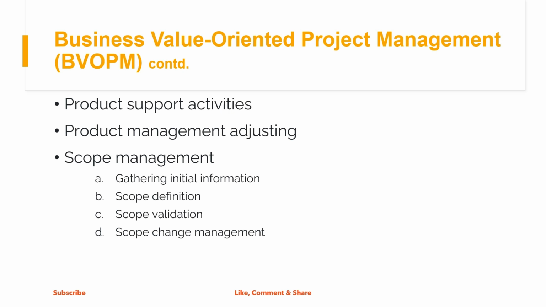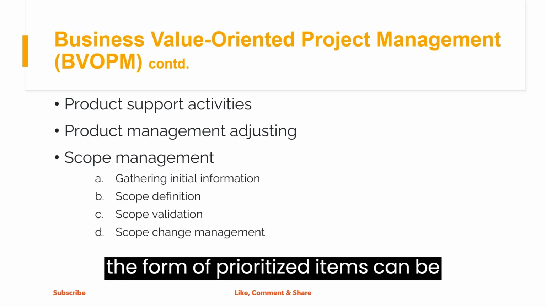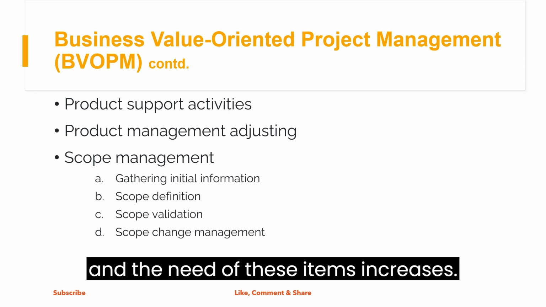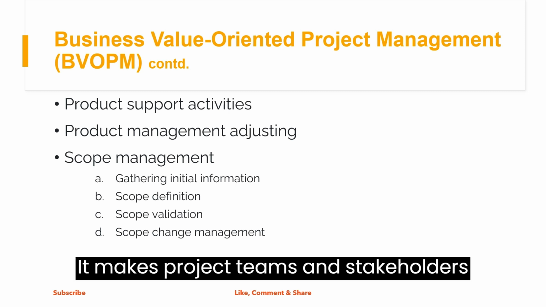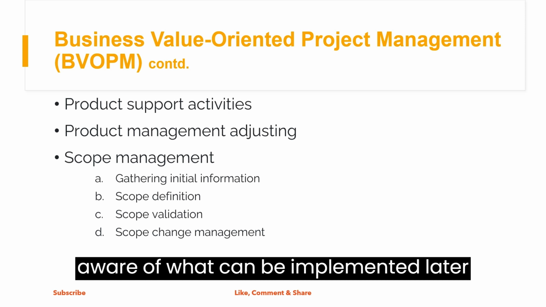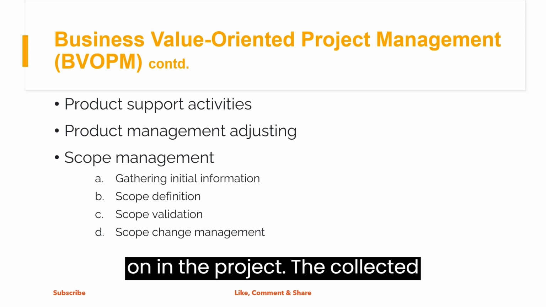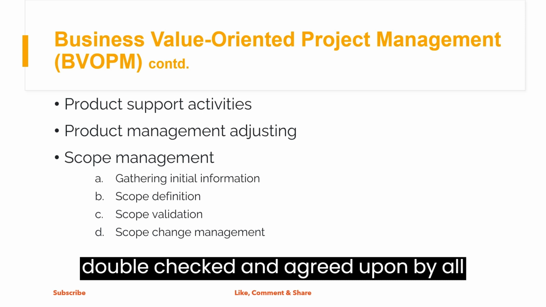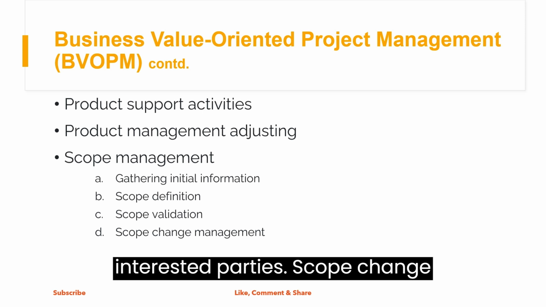The scope of the project in the form of prioritized items can be useful after certain ideas evolve and the need for these items increases. It makes project teams and stakeholders aware of what can be implemented later on in the project. The collected formal list of scope items needs to be double checked and agreed upon by all interested parties.